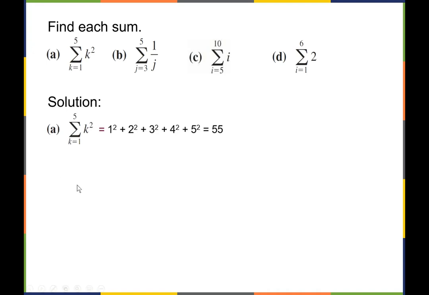Here's my first answer. I'm going from 1 to 5 of k squared. So 1 squared, 2 squared, 3 squared, 4 squared, plus 5 squared. That's 1 plus 4 plus 9 plus 16 plus 25. Turns out that's 55.